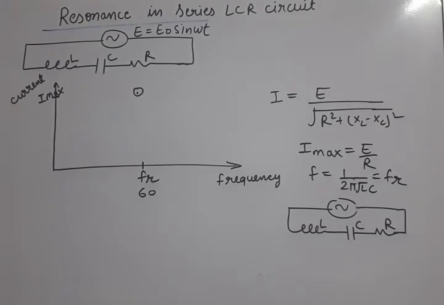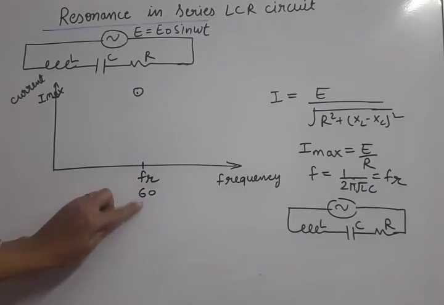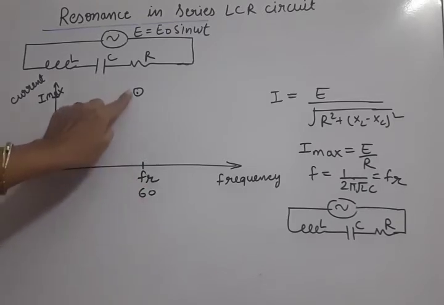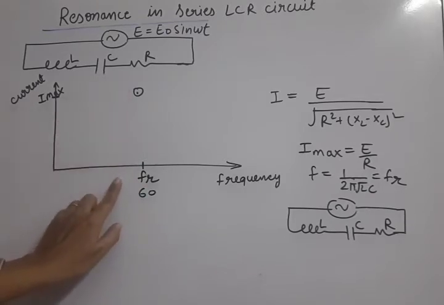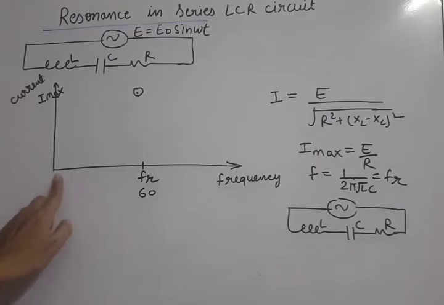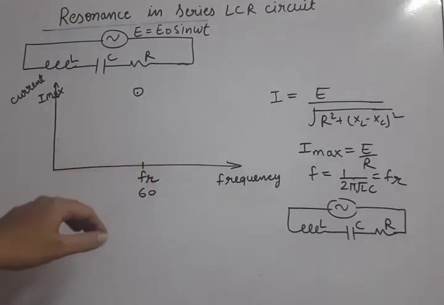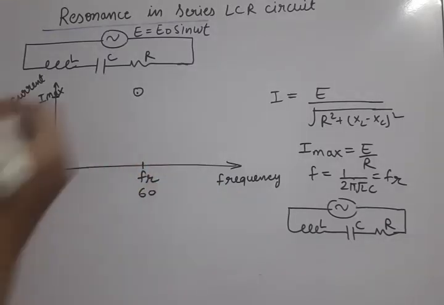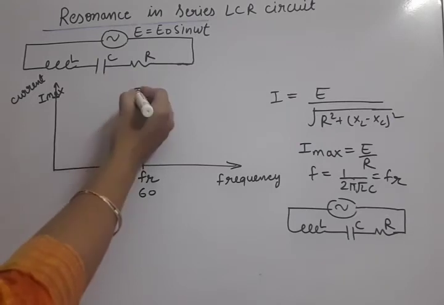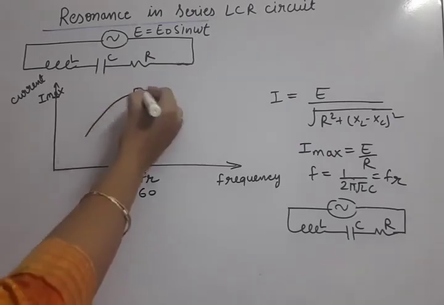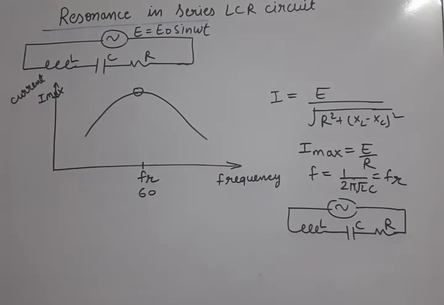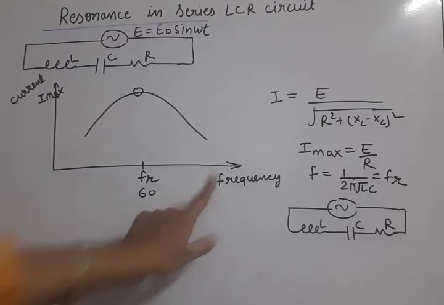Now, what about the current values at other frequencies? At 60 Hertz only, the current is maximum. If the frequency is 50, 40, 30, 20, 10, or on this side also, then at all those values the current is less, because only one point is maximum. That means on both sides of this Fr frequency, the current is decreasing. So this is the graph of current with respect to frequency.